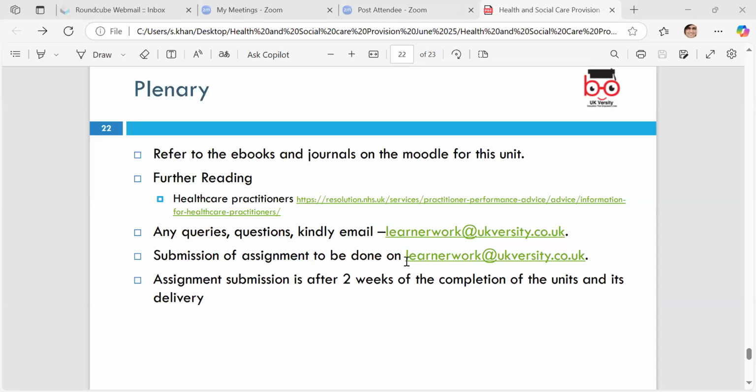If you later on think of something, then you could just email learnerwork@ukvarsity.co.uk. Submission of the assignment is to be done on learnerwork.co.uk. But we've got 2 more learning outcomes, Learning Outcome 3 and 4, which are next week, and then we've got the assignment discussion. I will see you next week in Learning Outcome 3, which is to understand inequalities in health and social care determinants. Everything will be uploaded onto Moodle for you to listen to the recordings if you need to.